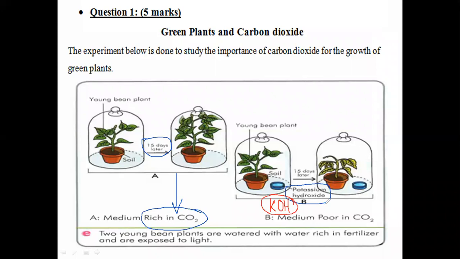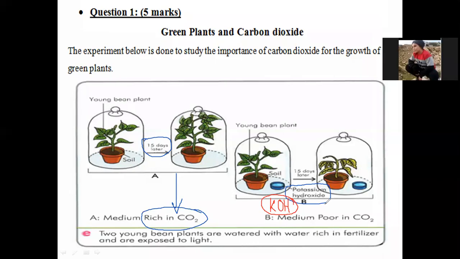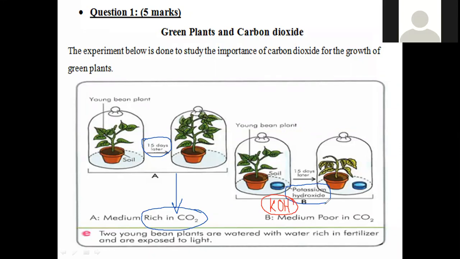Let's move to Hassan Ajradi. What do you think? What is the posed problem, Hassan? What is the importance of carbon dioxide for the growth of green plants? And what do you put at the end? Question mark. Very good. So what is the importance of carbon dioxide for the growth of the green plant? Zahra Diya, if I ask you, what is the objective of this experiment?